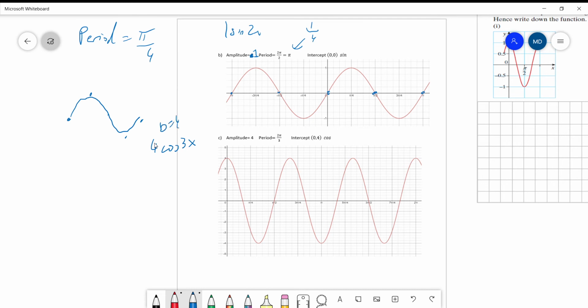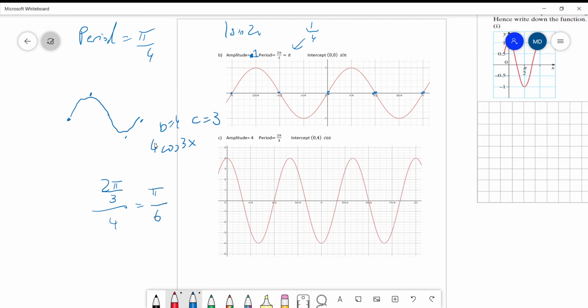B equals 4, C equals 3. Okay, so before we look at the question, there's no harm writing in B equals 4, C equals 3. The amplitude is going to be 4, and the period is 2 pi over 3. So 2 pi over 3, divided by 4, is pretty much pi over 6.